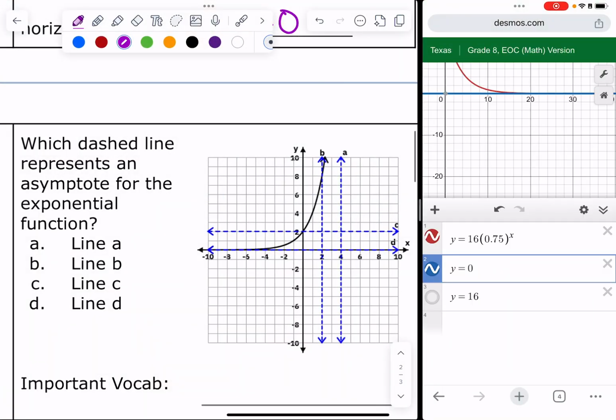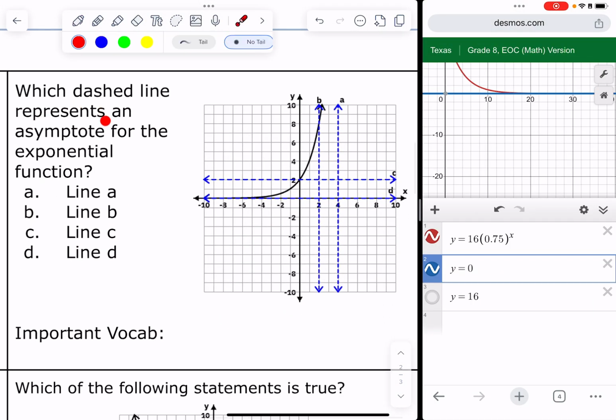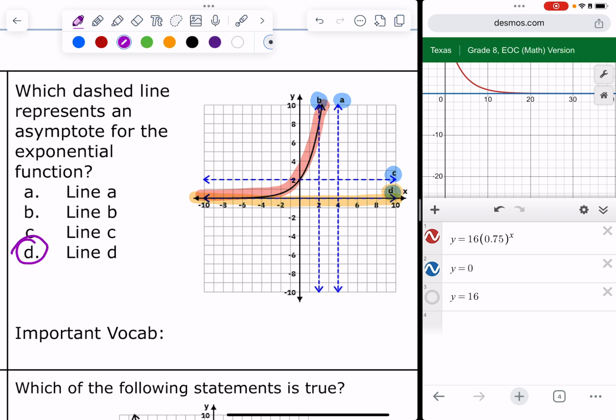All right, let's try one more. Which dashed line represents an asymptote for the exponential function? So I have my exponential function right here, this J shape. Now I have all these answers, A, B, C, and D. Where it becomes flat is D. That would be my answer. Remember, asymptote is my important word.